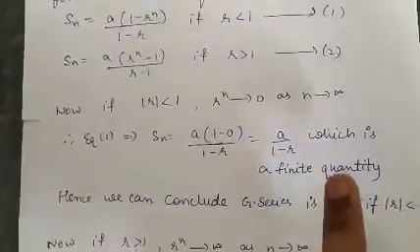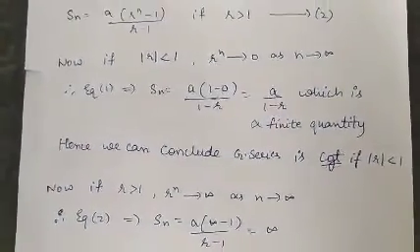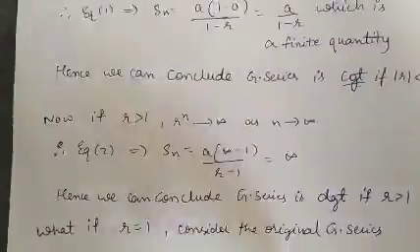So this is nothing but a finite quantity. So hence what you can conclude? Hence we can conclude the geometric series is convergent if your r is less than 1.